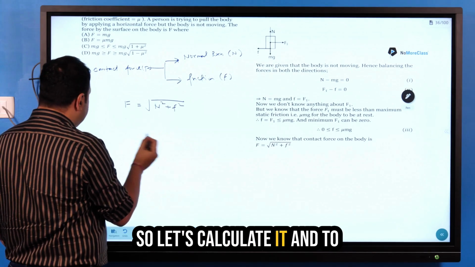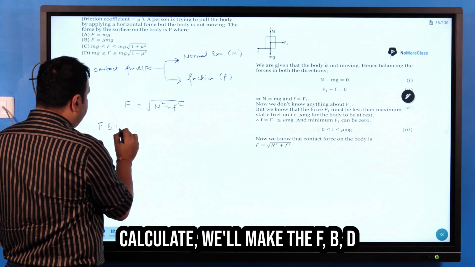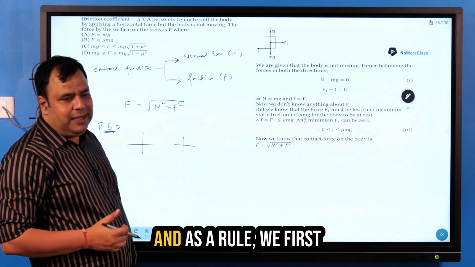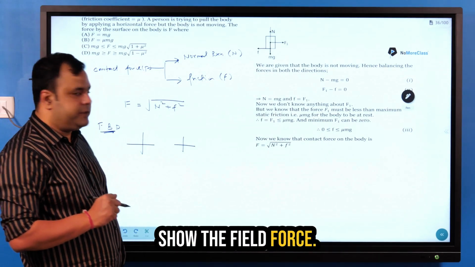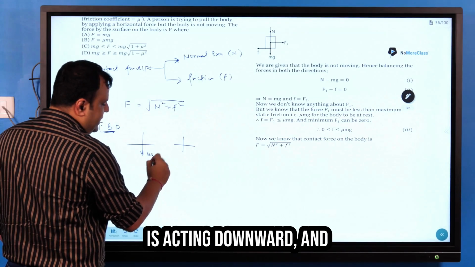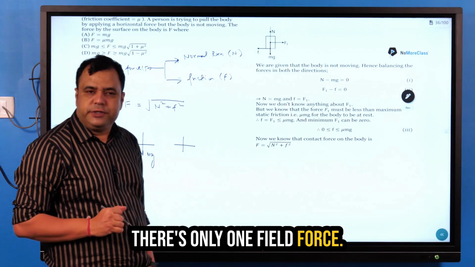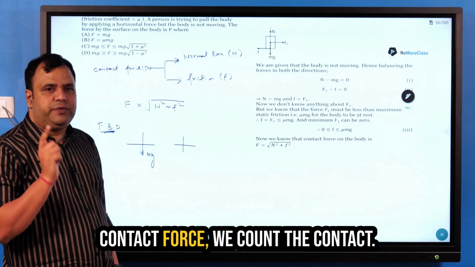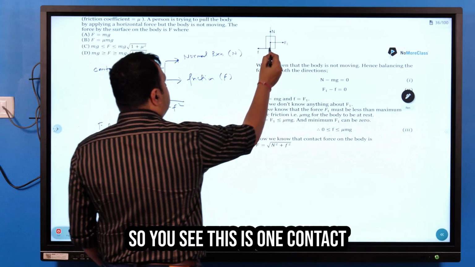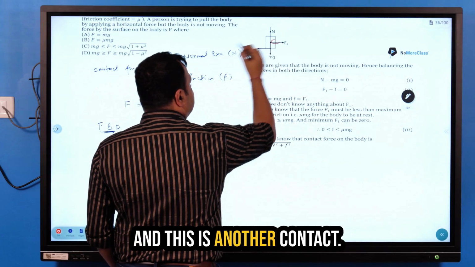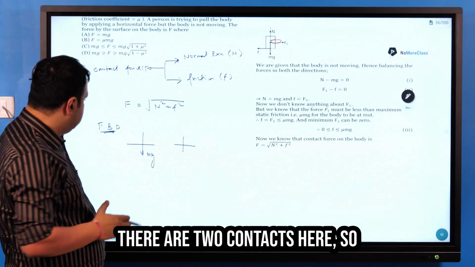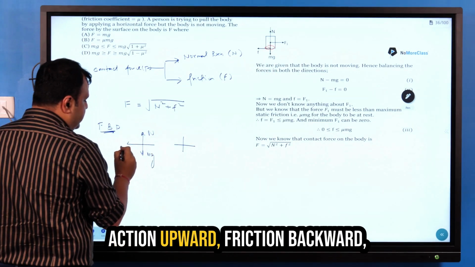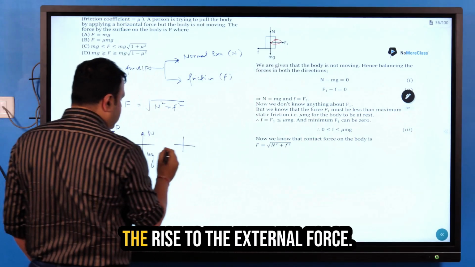So let's calculate it, and to calculate, we make the FBD. In that, we'll show all the forces, and as a rule, we first show the field force. The field force is mg, acting downward, and there is only one field force. After the field force, we show the contact forces, and to show them, we count the contacts. You see, this is one contact, and this is another contact. There are two contacts here. The contact here will give rise to two components, normal reaction upward and friction backward. And the contact here will give rise to the external force.